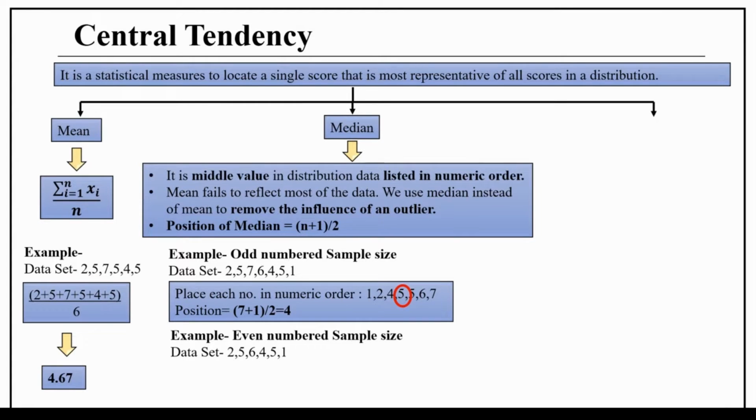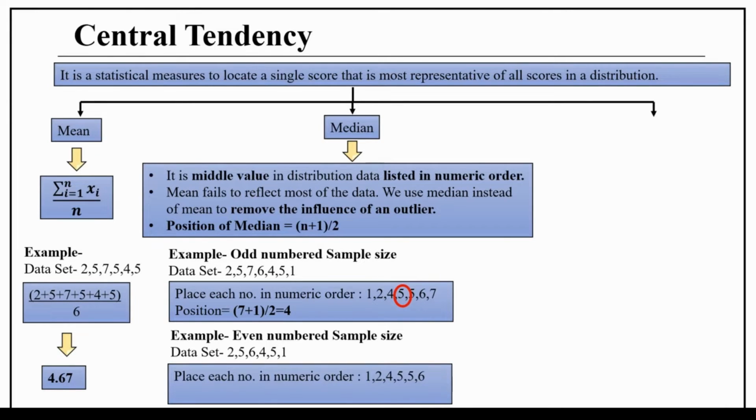Now let's take another example of an even number sample size. First place the data in ascending order, and using the median position formula, that is (6 plus 1) divided by 2, it is coming out to 3.5. Now 3.5 lies between position 3 and 4. As you can see, 1, 2, 3 and 3.5, 4 and 5. Now take the average of the values at position 3 and 4, and that will give you the answer 4.5. Now I will solve this question in the Excel sheet.